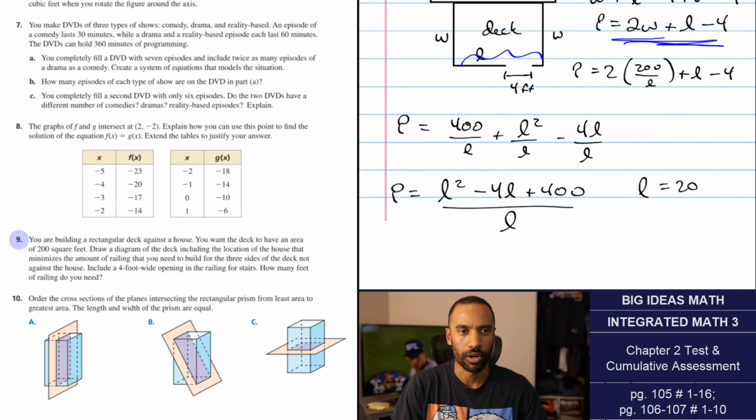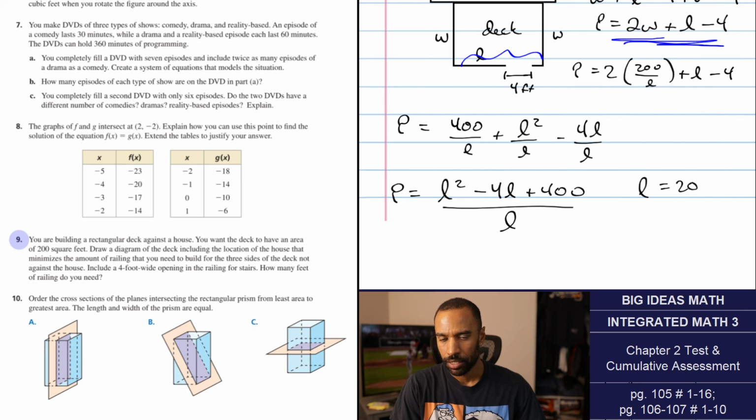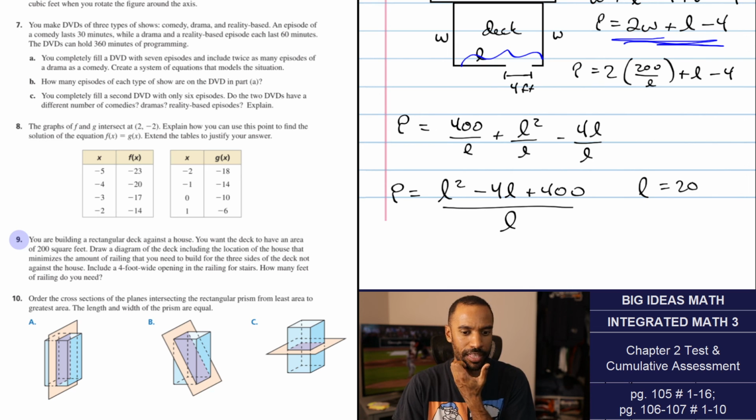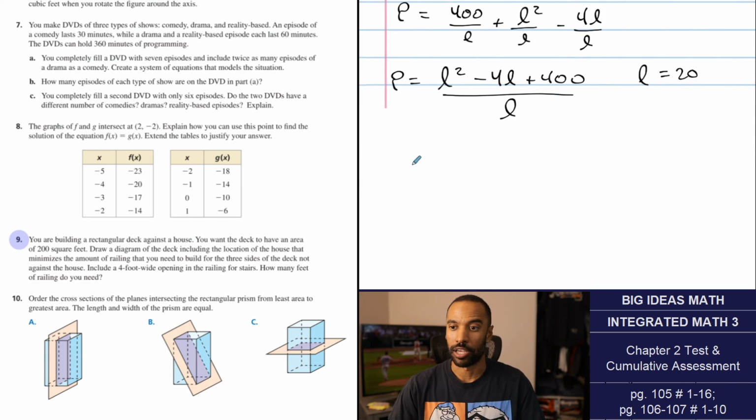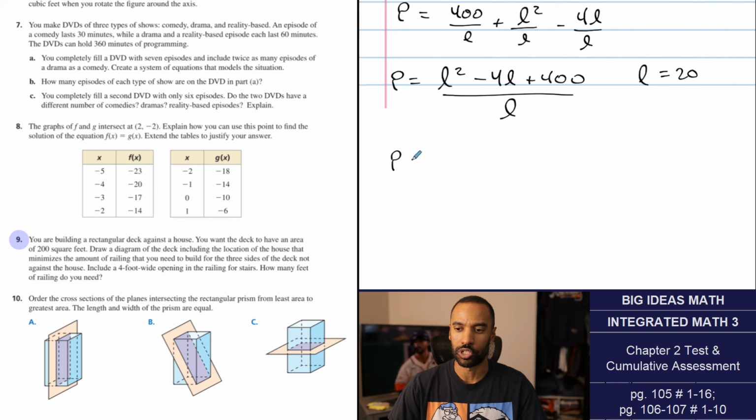So what was the overall question that they asked? How many feet of railing do you need? So I think 36 feet. Because based off that diagram, I think that's what it's going to be. So I assume that's what the calculator was doing. Let's go back to the original perimeter equation, though.